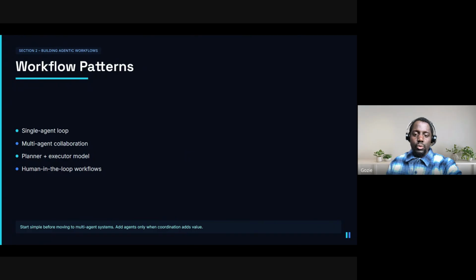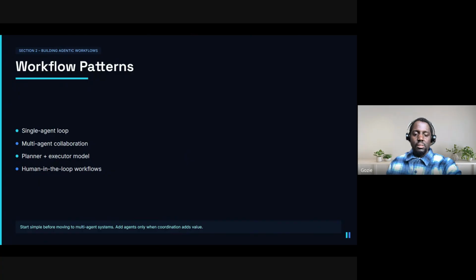So we are going to look at section 2, building workflows. How do we go about building these workflows? There's a workflow pattern, and there are several ways to design agentic systems. Most times the best way to start is to start simple: you build a single agent loop, with one agent doing everything.